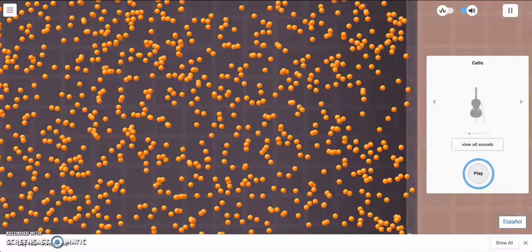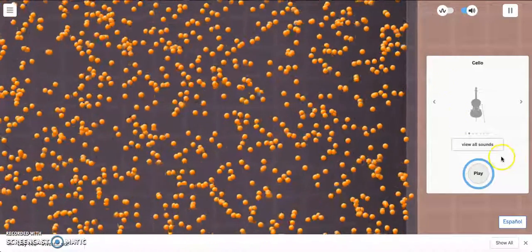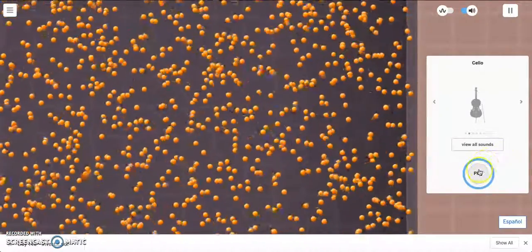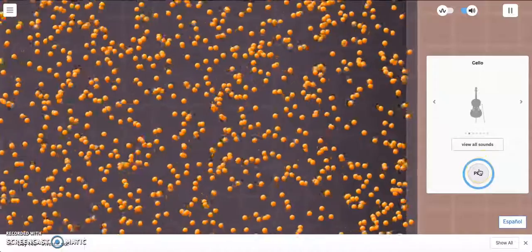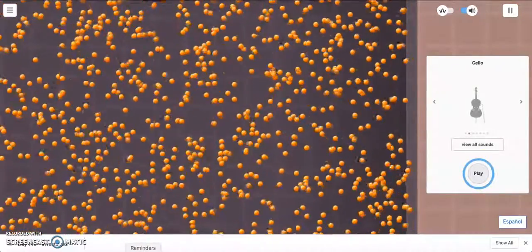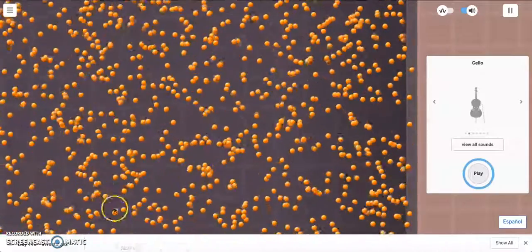So as I play it over and over again, I'm taking down notes and noticing what I'm observing. What am I seeing and what am I hearing? So I'm going to go ahead and press play now. Again, I have my pencil in my hand and I'm ready to jot down any notes of what I'm going to see and what I'm going to hear.